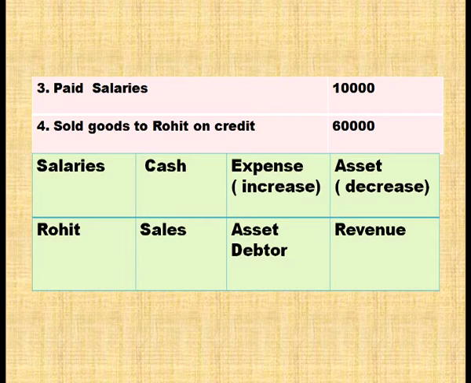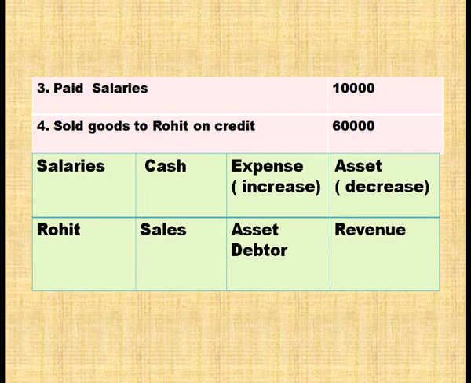Salary account can be included under expense. Rule for expense account, when it is increased, it is debited. So, salary account is debited. Cash can be included under asset account. Here, cash is going from the business. So, cash is decreasing or asset is decreasing. When asset is increasing, it is debited. When asset is decreasing, it is credited. So, cash is credited. Salary account debited and cash credited.